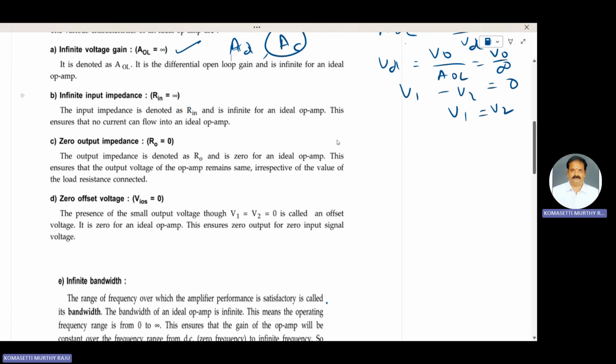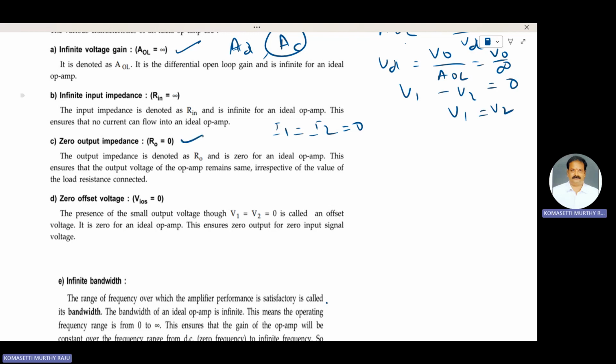Infinite input impedance. Input impedance is denoted as RIN and is infinite for an ideal op-amp. This ensures that no current can flow into an ideal op-amp. That is, I1 is equal to I2 is equal to 0. These two currents are equal to 0. That means open circuit condition at the input side, that is RIN is equal to infinity.